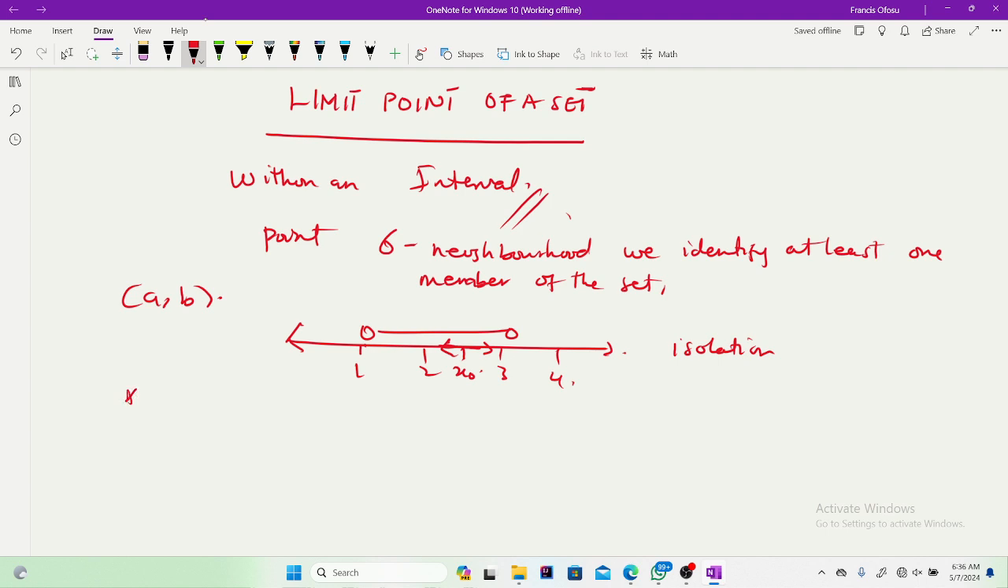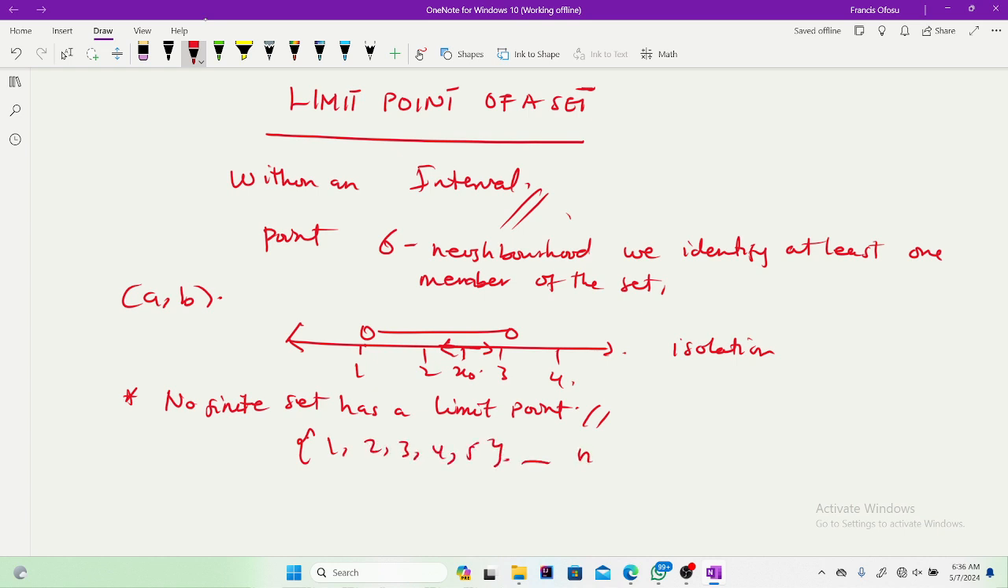Okay, so now let's see. There are some fixed rules, or facts, for limit points. No finite set has a limit point. That's one thing you should take note of. What is a finite set? A finite set is simply a set which ends. Normally a finite set is represented with curly brackets. You can have 1, 2, 3, 4, 5, then you close it.